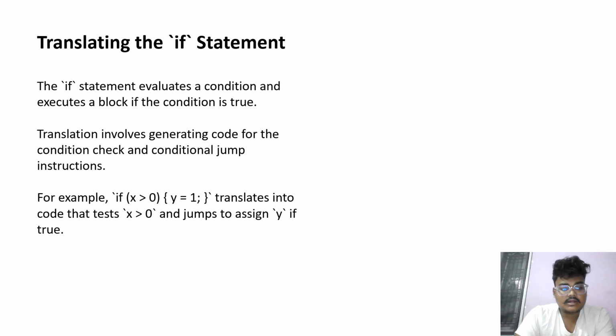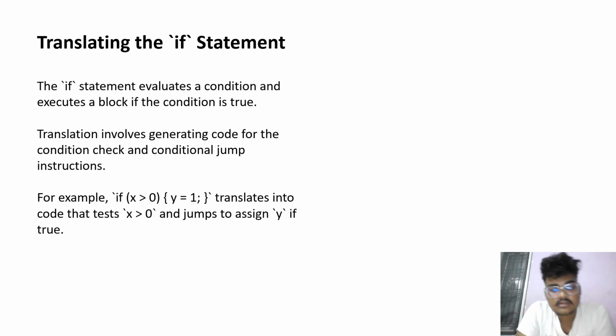Translating the if statement. The if statement evaluates a condition and executes a block if the condition is true. Translation involves generating code for the condition check and conditional jump instructions. For example, if x is greater than 0, then y is equal to 1, translates into code that checks x is greater than 0 and jumps to assign y if true.